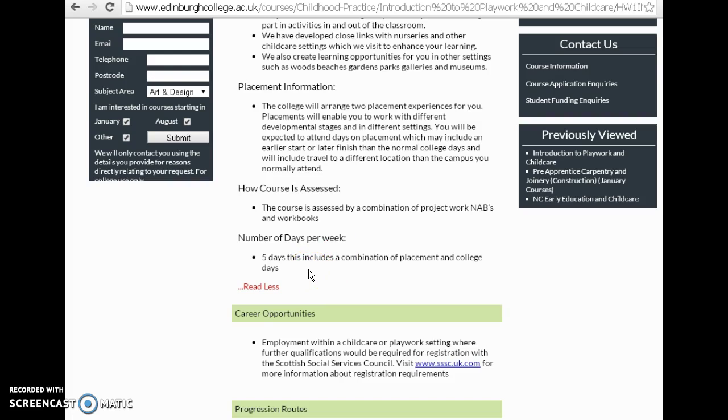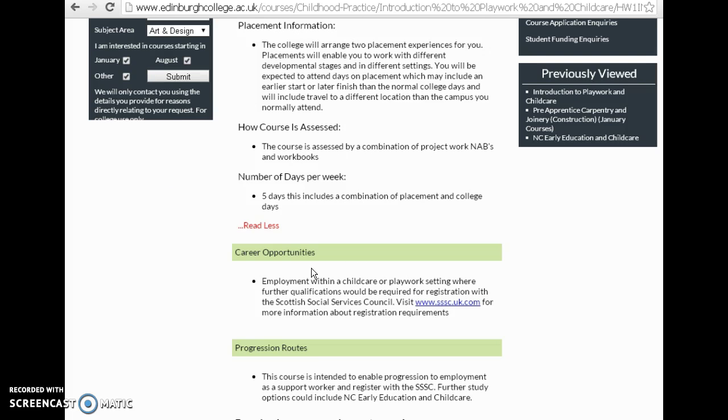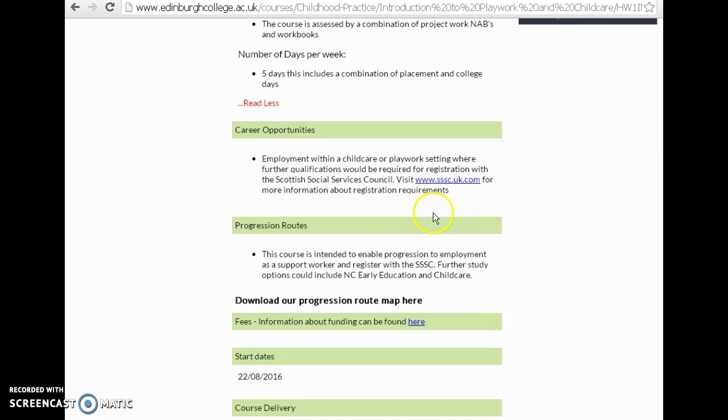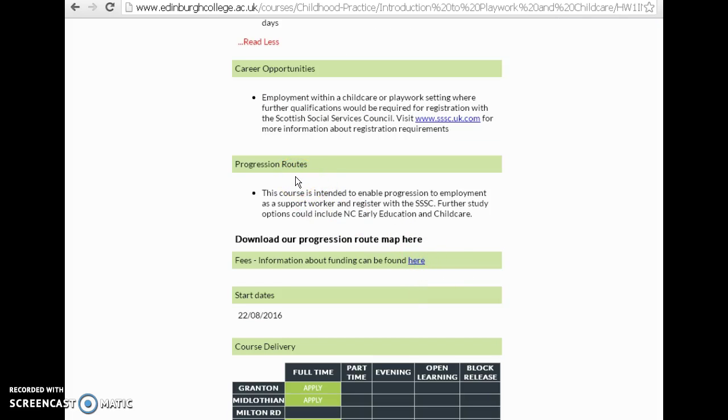A full-time course at college may not necessarily run for a full 5 days every week, so it's important to check this out. The next section tells you about the career areas it can lead on to, and then you have information on progression routes. The progression routes help you understand how different courses at the college can lead on one from another, and also how they lead on to other areas beyond college. So it's a good idea to have a look at this to understand the whole picture and get an idea of what is the best level course for you to start.